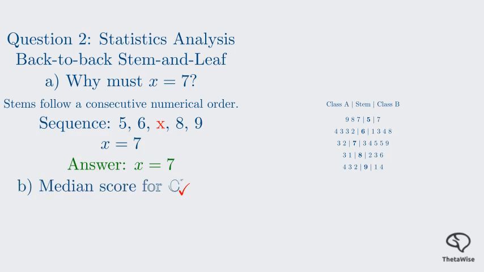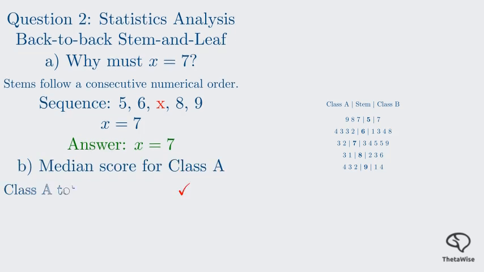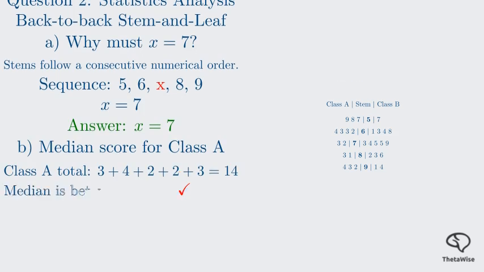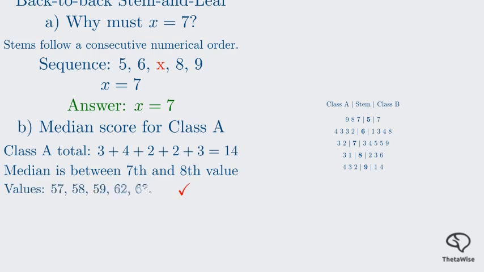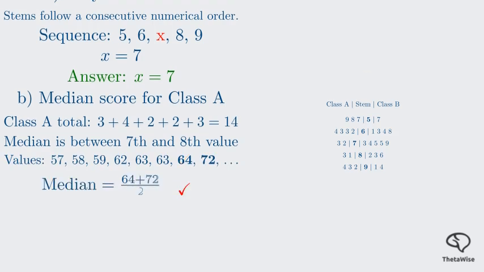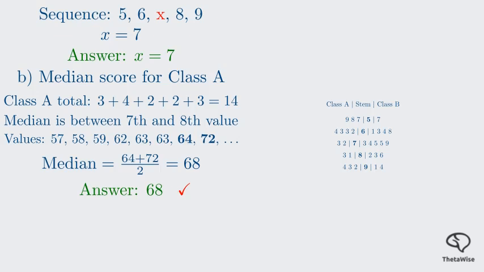Part B. Write down the median score for Class A. First, we count the number of students in Class A. 3 plus 4 plus 2 plus 2 plus 3 equals 14 students. For 14 values, the median is between the 7th and 8th value. The values are 57, 58, 59, 62, 63, 63, 64, 72, 73, and so on. The 7th value is 64 and the 8th is 72. The median is the average of 64 and 72, which is 68. The median score is 68.